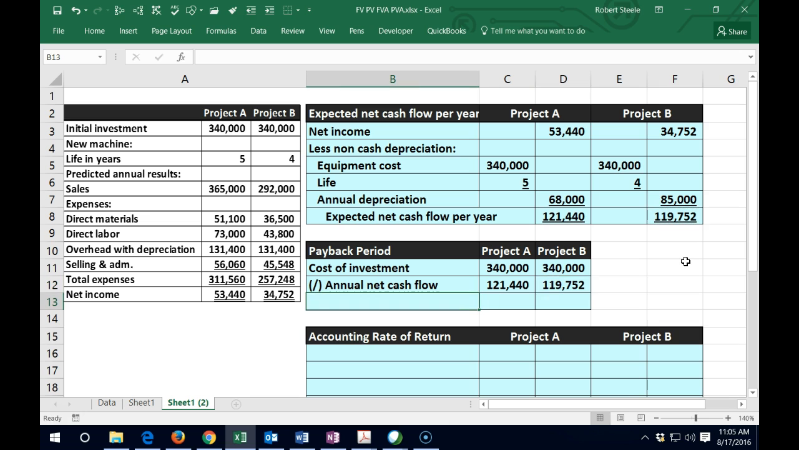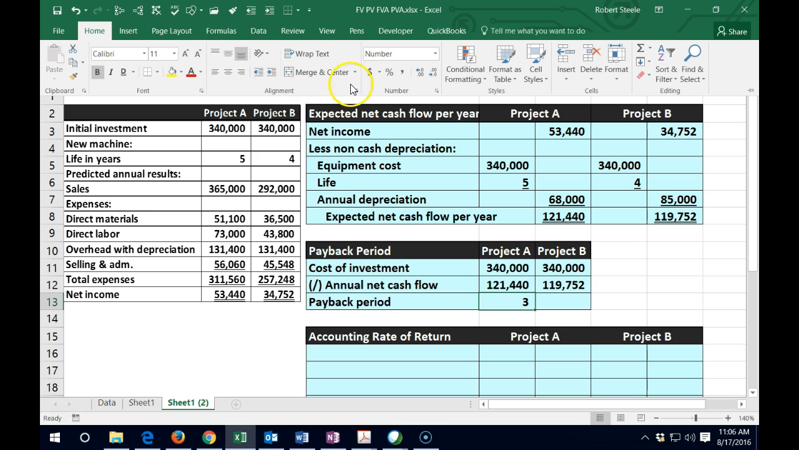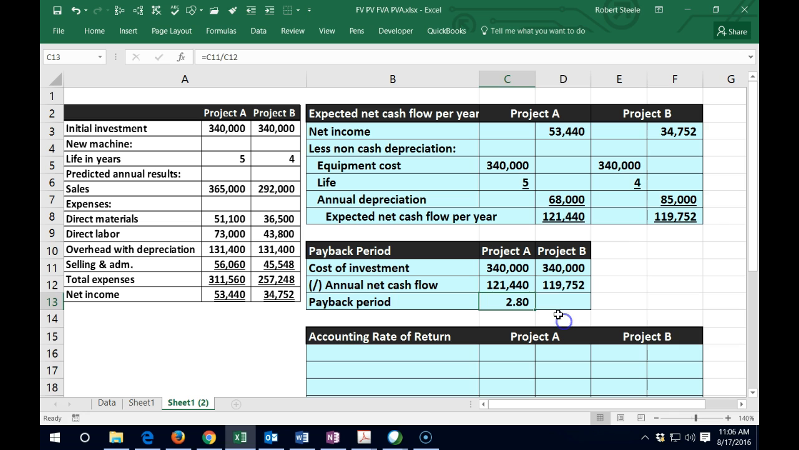And that's going to give us the payback period. All right, and then so we're going to take this equals the 340,000 divided by the 121,440, and I'm going to add some decimals here. So I'm going to go up to the home tab, we're going to go to the number group, add a few decimals. So we've got 2.8 years. 2.8 years. We should cover the costs.